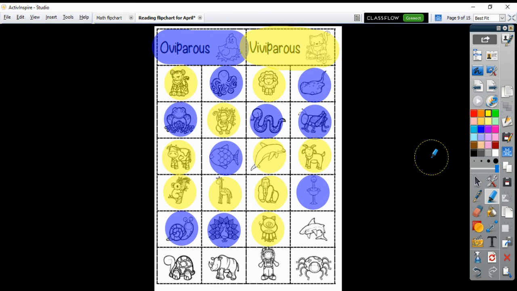Sharks, if I went back and looked through our book, and if you rewatch the video, they don't mention sharks very much. Sharks have live birth. They're like dolphins. So they are viviparous. Turtles, they are oviparous. They lay eggs. A rhinoceros does not lay eggs. Humans do not lay eggs, but spiders do. So there is your color code for oviparous and viviparous animals.